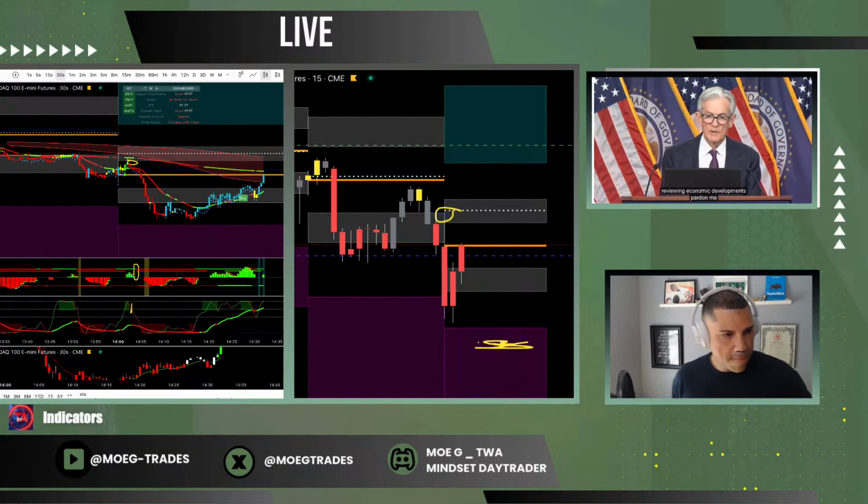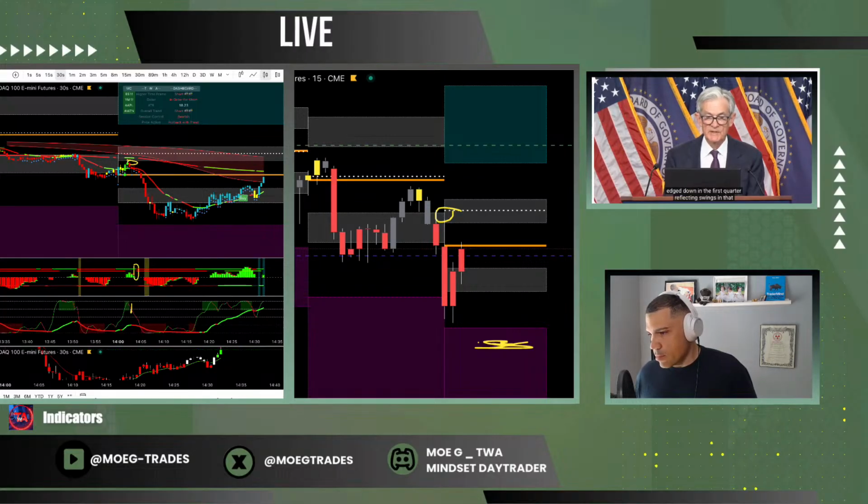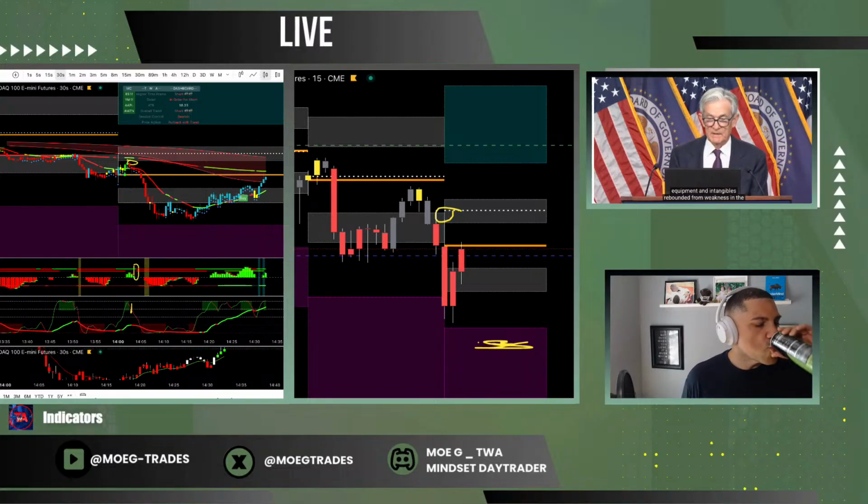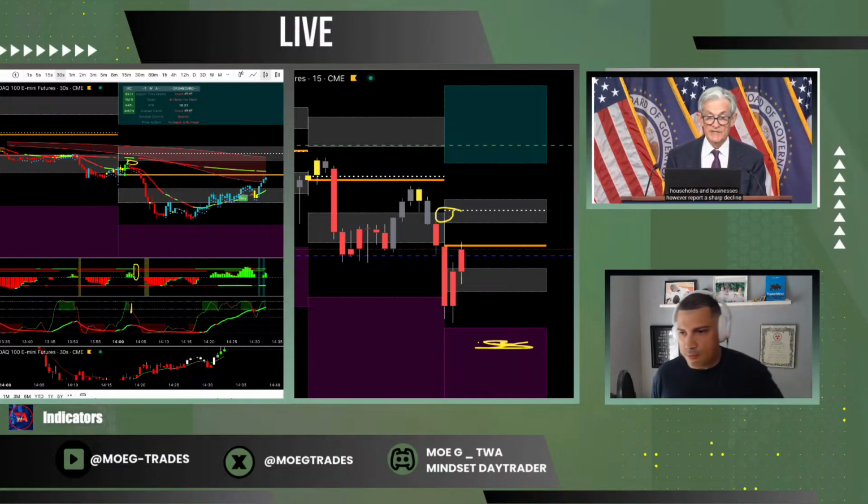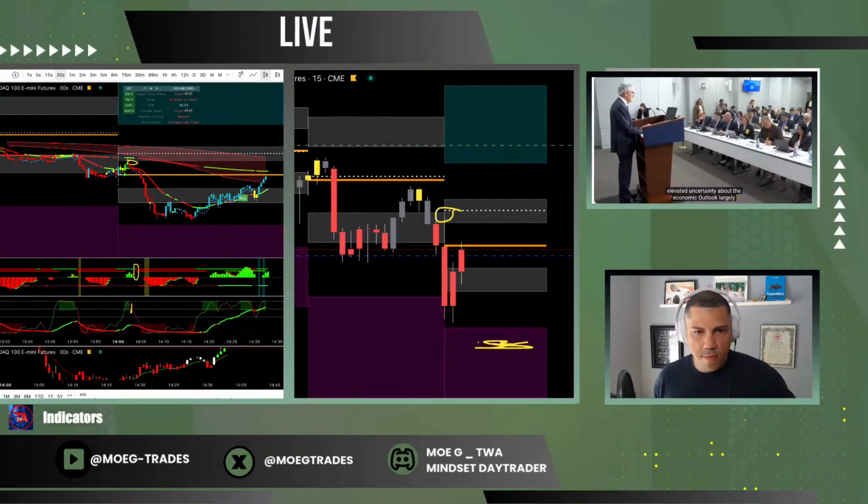Following growth of 2.5% last year, GDP was reported to have edged down in the first quarter, reflecting swings in net exports that were likely driven by businesses bringing in imports ahead of potential tariffs. This unusual swing complicated GDP measurement last quarter. Private domestic final purchases, or PDFP, which excludes net exports, inventory investment, and government spending, grew at a solid 3% rate in the first quarter, the same as last year's pace. Within PDFP, growth of consumer spending moderated, while investment in equipment and intangibles rebounded from weakness in the fourth quarter. Surveys of households and businesses, however, report a sharp decline in sentiment and elevated uncertainty about the economic outlook, largely reflecting trade policy concerns. It remains to be seen how these developments might affect future spending and investment.